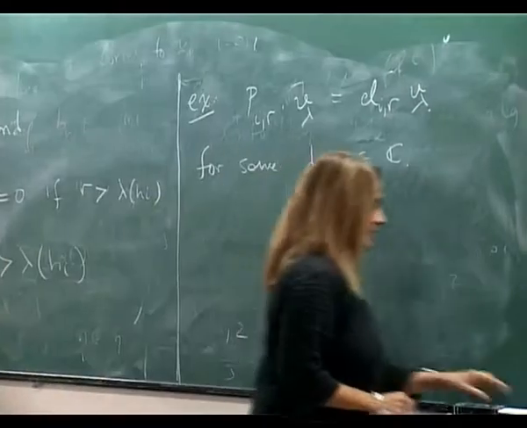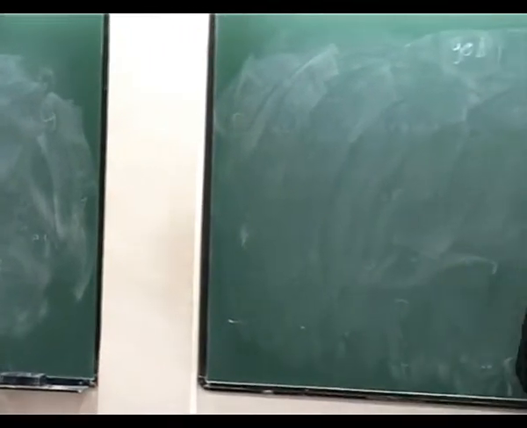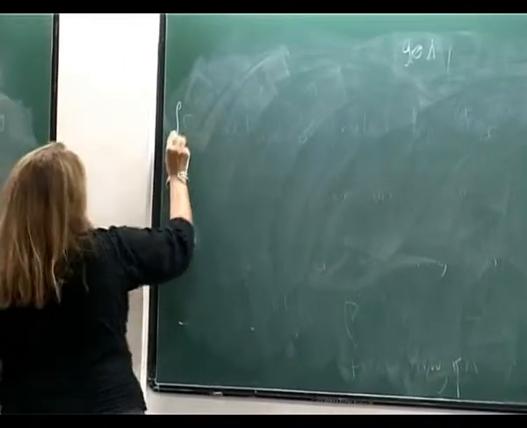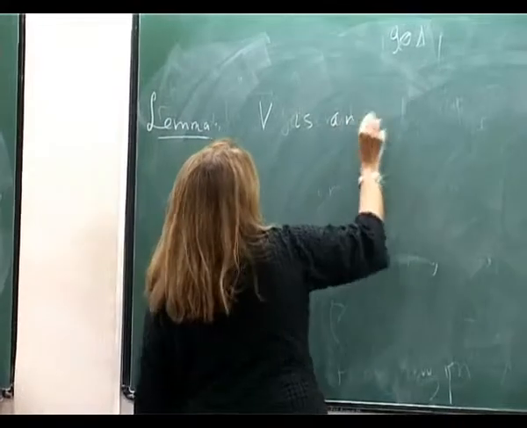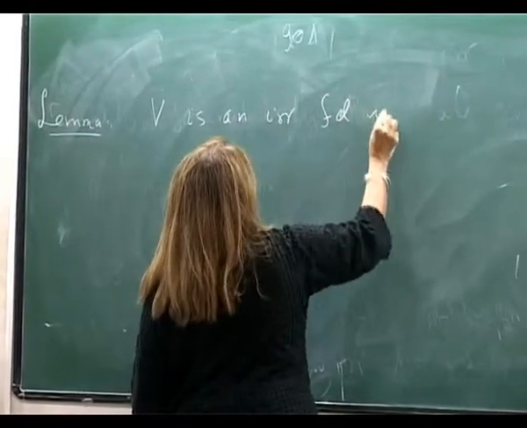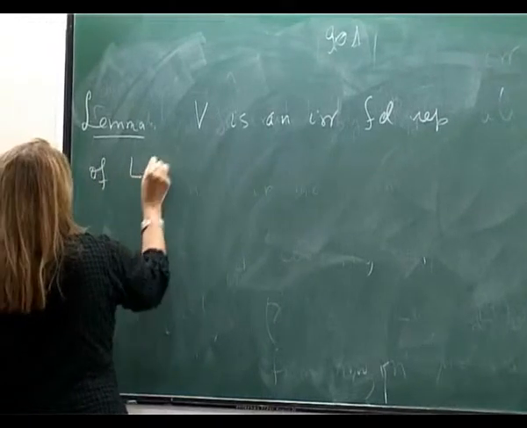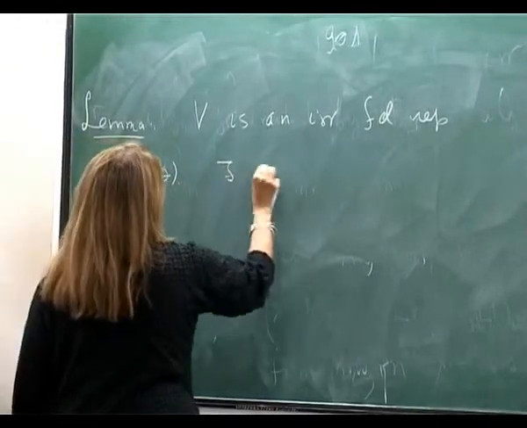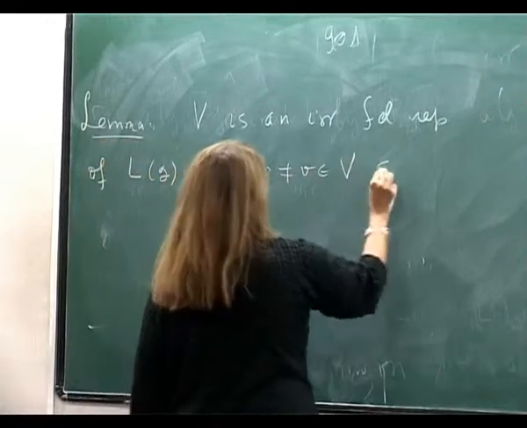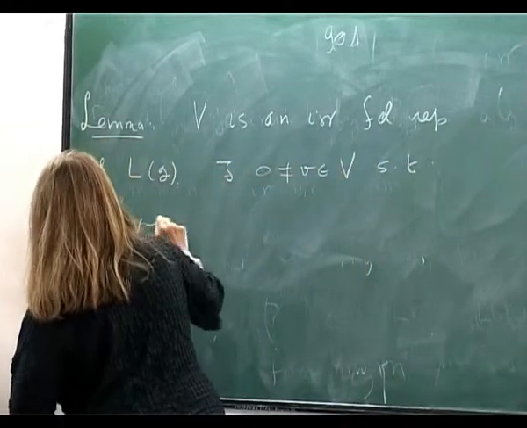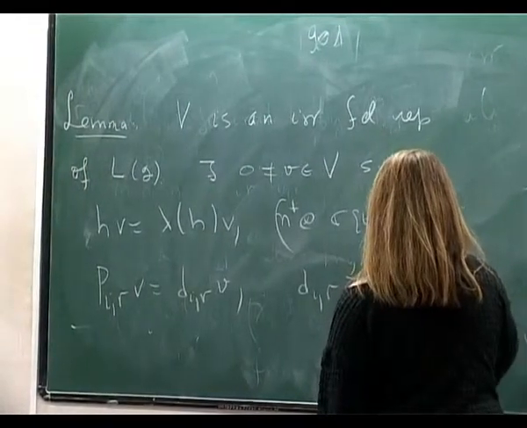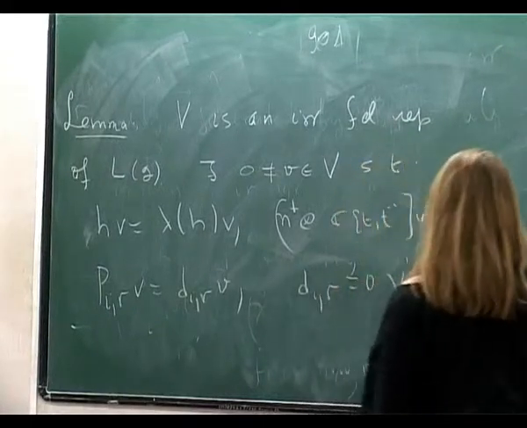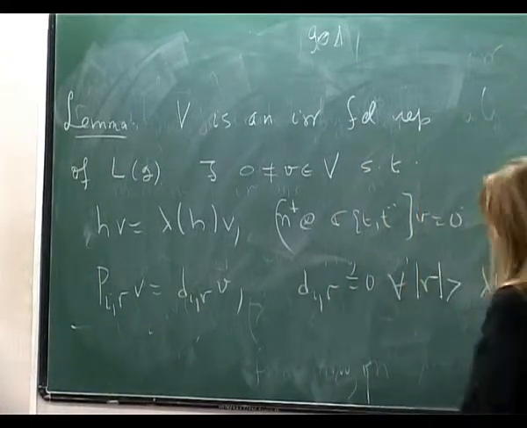So, summarizing, what have I got? At this point, I've proved the following lemma. Supposing V is an irreducible finite dimensional representation of Lg, there exists a non-zero element v in V such that the following holds: h tensor t^r v is equal to lambda(h) v, for all r such that the absolute value of r is bigger than lambda(h_i).